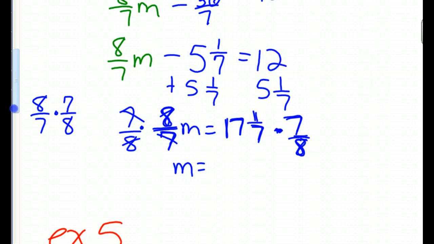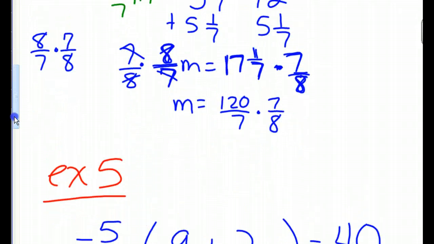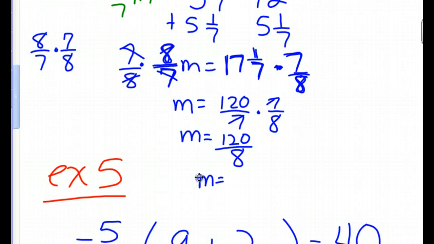Now that is a difficult problem. We'll know that 17 and 1/7 is equal to 120 over 7. That's times 7 over 8. So what do we do now? We can cancel these out. We get m equals 120 over 8. And 8 goes into 120 exactly 15 times. So our final answer for that doozy is m equals 15.